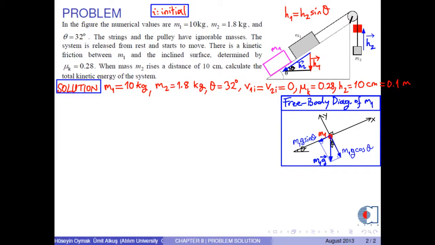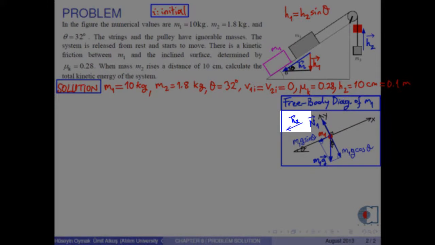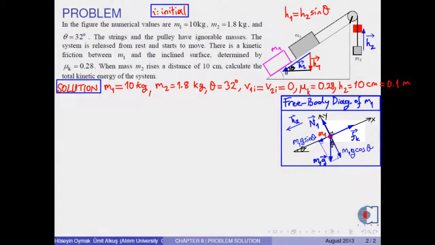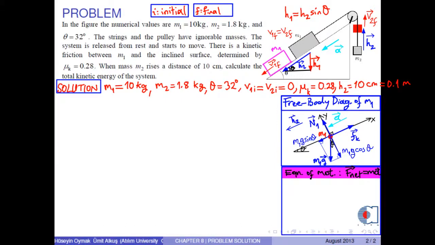Because there is a contact between mass m1 and the inclined surface, we draw the normal force perpendicular to the surface as follows. Mass m1 goes down along the inclined surface. Therefore, the kinetic frictional force acting on the body is drawn upward along the inclined surface. As the final step to draw the free body diagram of mass m1, we draw the acceleration vector like this. Now, we can write the equation of motion by the help of Newton's second law, F net equals m times a.